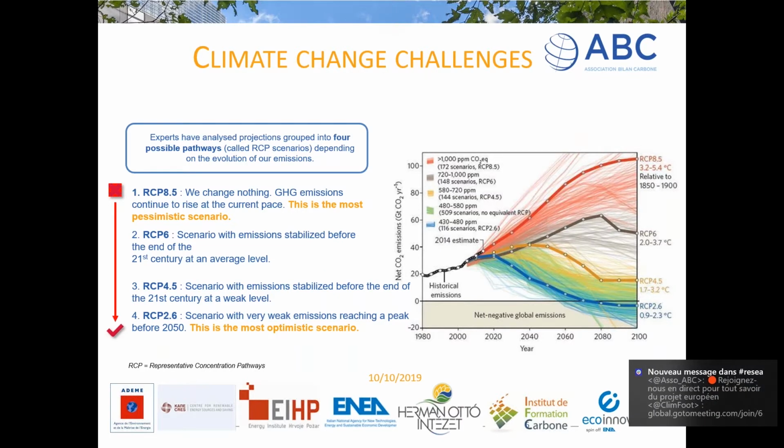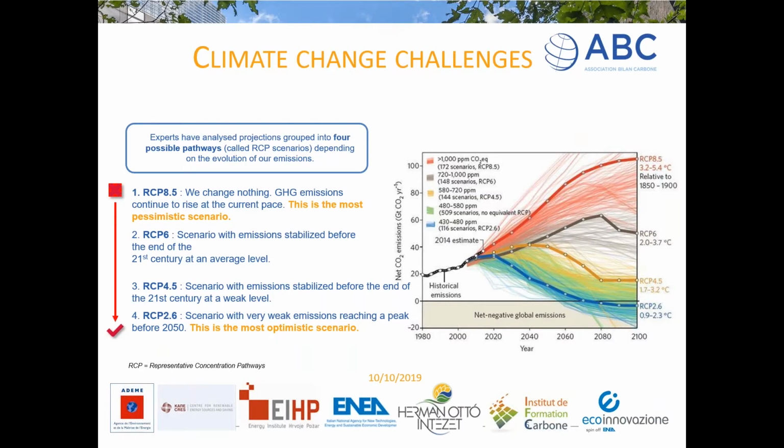Four IPCC scenarios that you can see in this slide have been projected by the IPCC group to keep the global warming under 2 degrees. We have to act now.